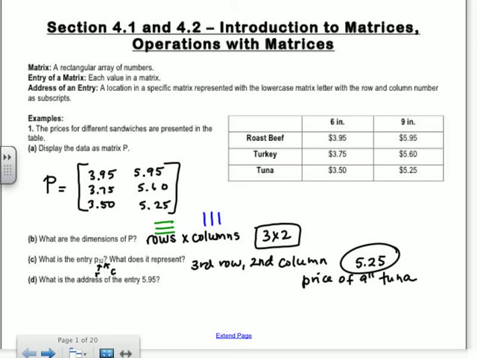And then D, what is the address of the entry 5.95? Now we're going the opposite direction. It's going to be P, lowercase p. And where is 5.95? It's in the first row, second column, right? So it's P12. That's the address. Okay, makes sense?